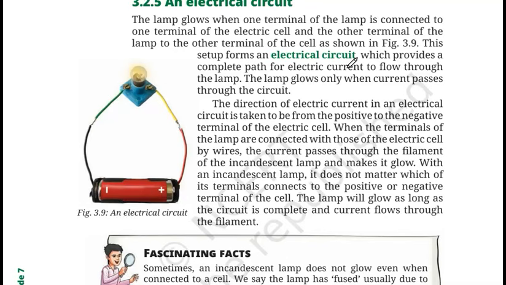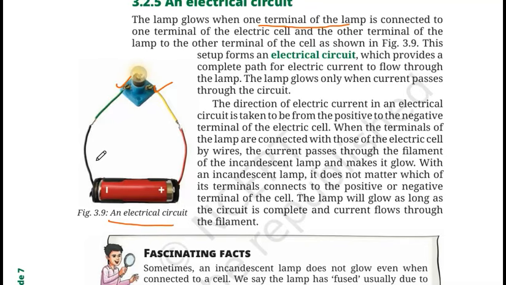So, students, we learned that the lamp glows when one terminal of the lamp is connected to one terminal of the electric cell, that is either the positive terminal or the negative terminal. In a similar way, the next terminal of the lamp should be connected to the other terminal of the battery. So, if the first terminal is connected to the negative terminal of the battery, the next terminal of the lamp should be connected to the positive terminal of the battery, and this forms a simple electric circuit.